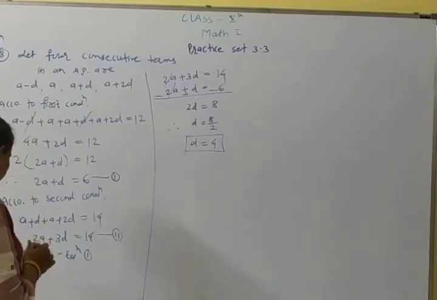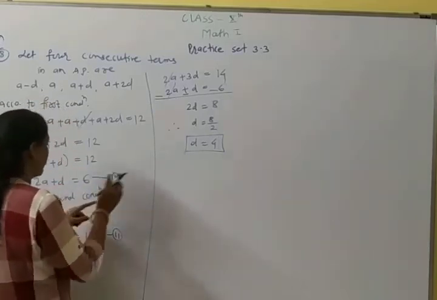The value of d is 4, then find the value of a. So put d equal to 4 in equation 1.